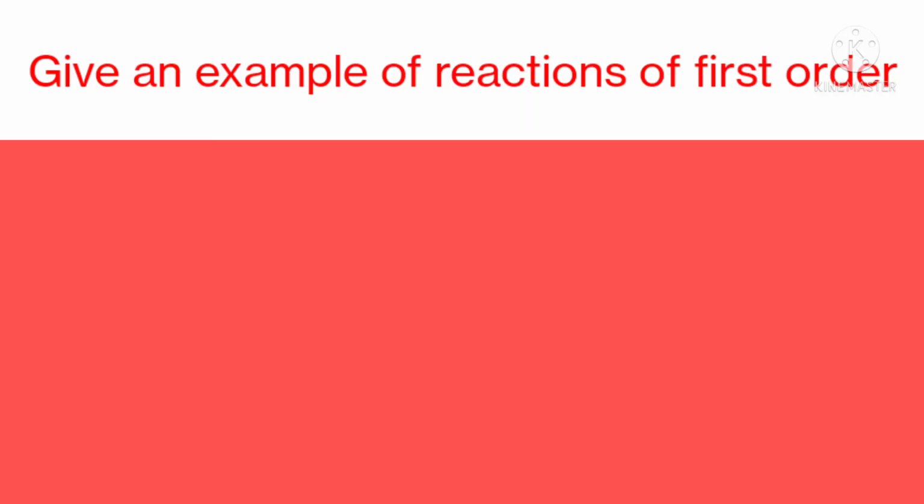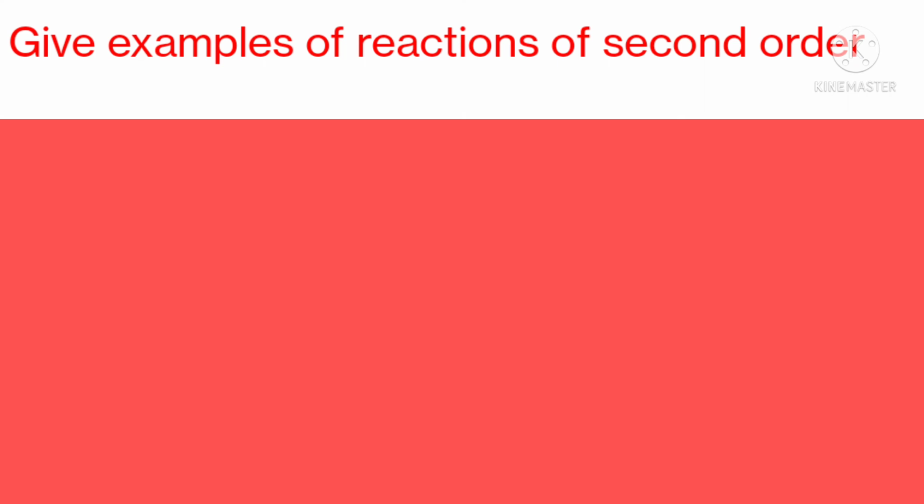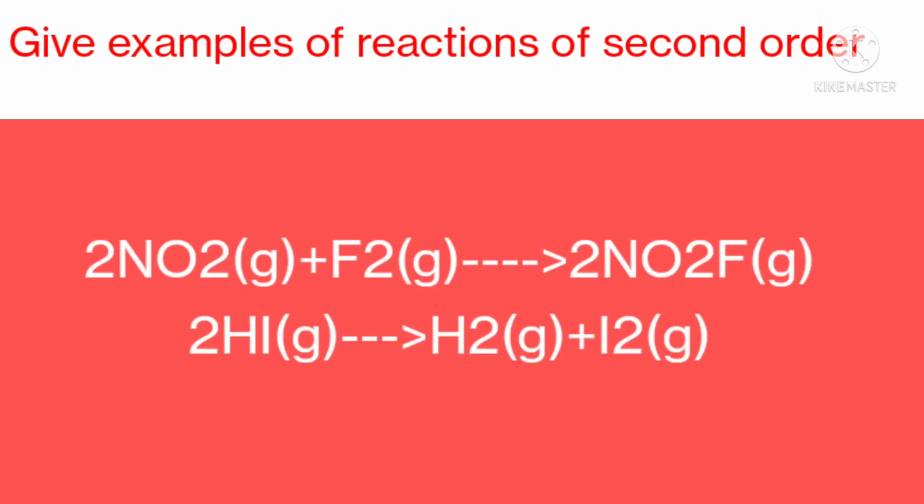Give an example of reactions of first order. 2N2O5 gives 4NO2 plus O2 and H2O2 gives H2O plus half O2 are examples of reactions of first order. Give examples of reactions of second order. 2NO2 plus F2 gives 2NO2F, this is a second order reaction. Similarly, 2HI gives H2 plus I2, this is also a second order reaction.